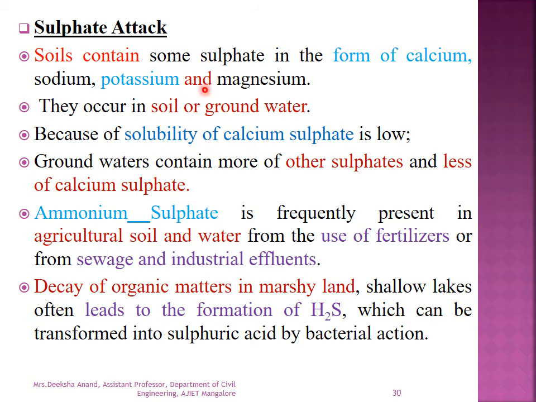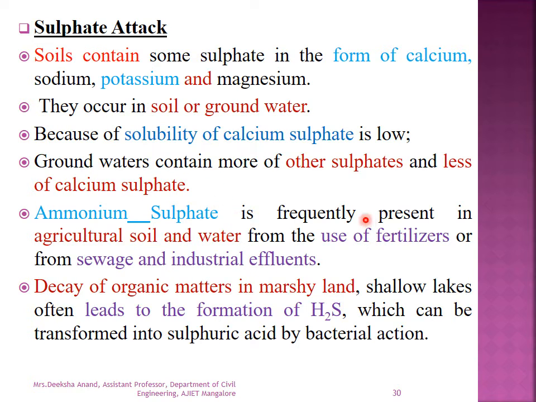Soil contains some sulphates in the form of calcium, sodium, potassium, and magnesium. They occur in soil or groundwater. Because the solubility of calcium sulphate is low, these occur. This sulphate attack occurs on the surface of the concrete. Groundwater contains more of other sulphates and less of calcium sulphate.